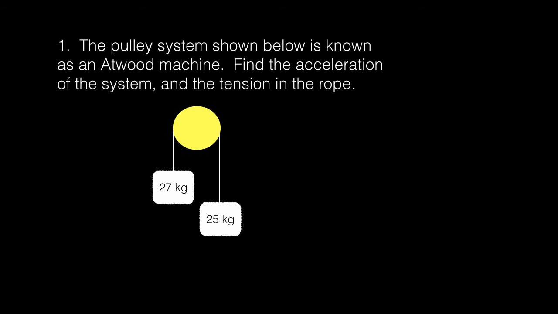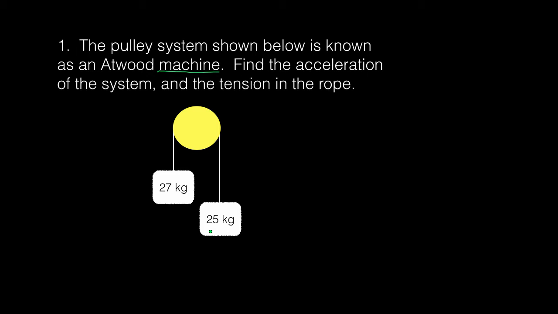So let's look at this first question. It says the pulley system shown below is known as an Atwood machine. And a machine is anything that makes a job easier. We talked about Atwood machines in class and how they make it easier to lift objects because they're counterbalancing the weight on one side. Anyway, we're supposed to find the acceleration of the system and the tension in the rope of this pulley system.